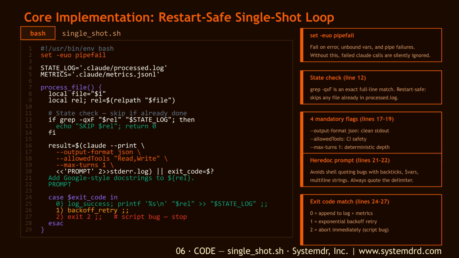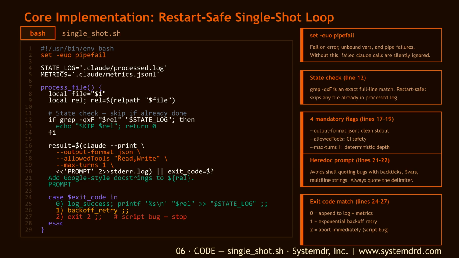Lines 16 through 22, the Claude --print invocation. 4 flags. Notice lines 17, 18, and 19. Those are your 4 mandatory flags. And the prompt arrives via heredoc on line 21. Always single quote the prompt delimiter. That prevents shell variable expansion inside your prompt text, which can cause subtle bugs when your prompt contains $ signs or backticks.